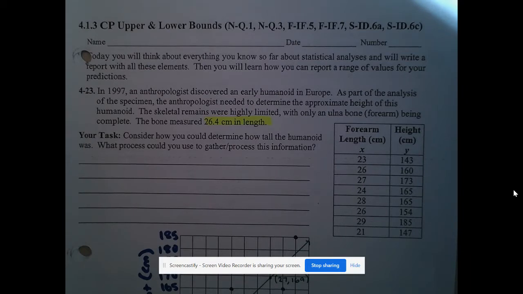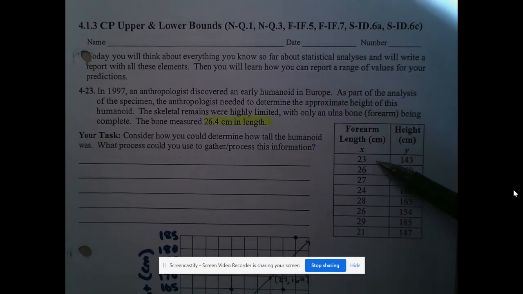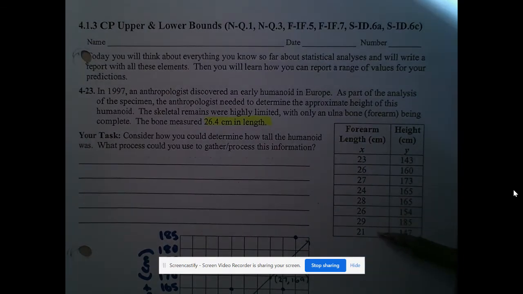Your task, consider how you would determine how tall the humanoid was. What process would you use? So first, we have some data that's been gathered over time for forearm length and overall height. So this is data that's already been collected. And we can see 1, 2, 3, 4, 5, 6, 7, 8. So there must have been 8 skeletal remains that they were able to find both the overall height and the forearm length.